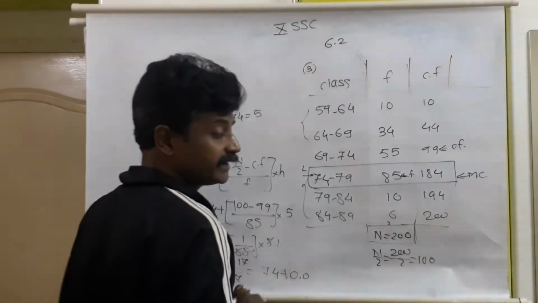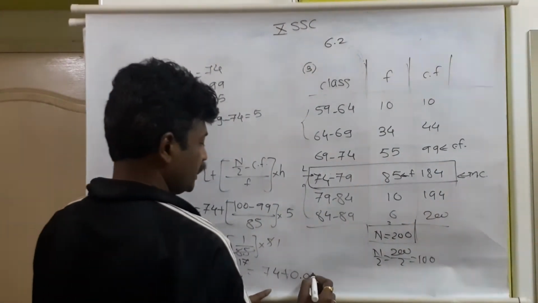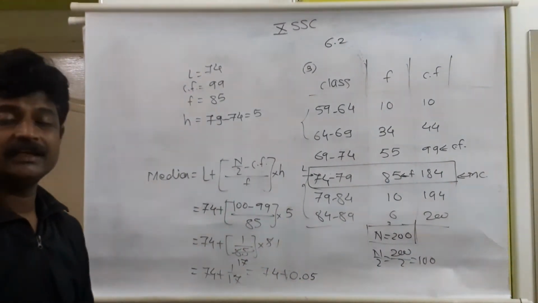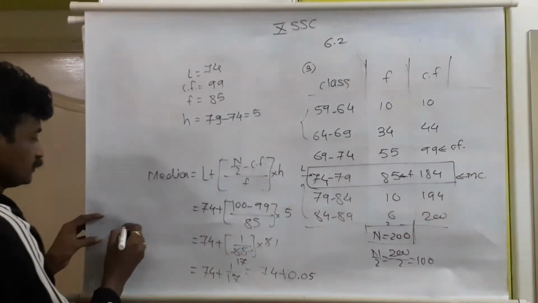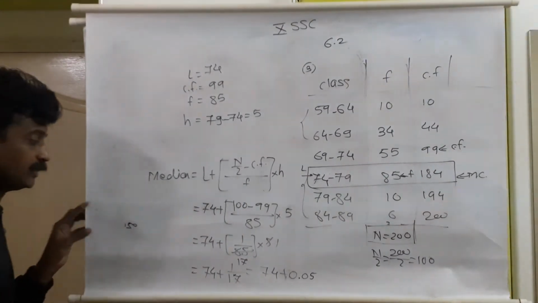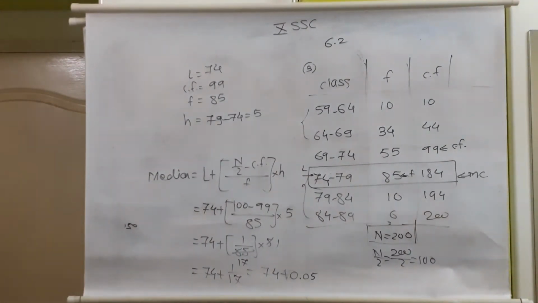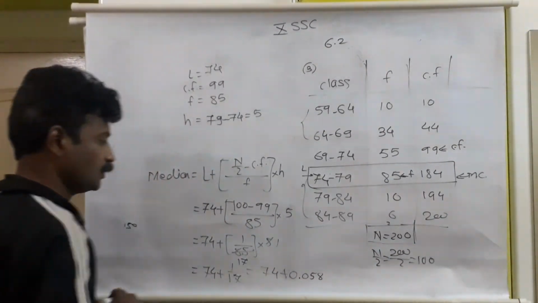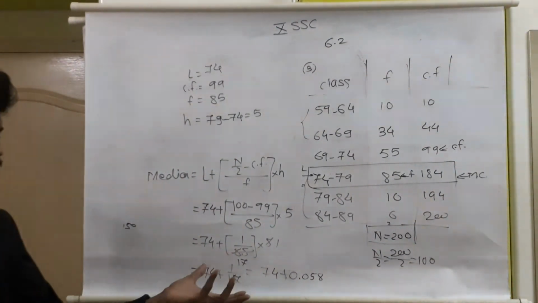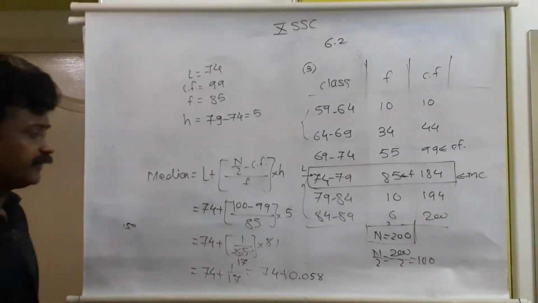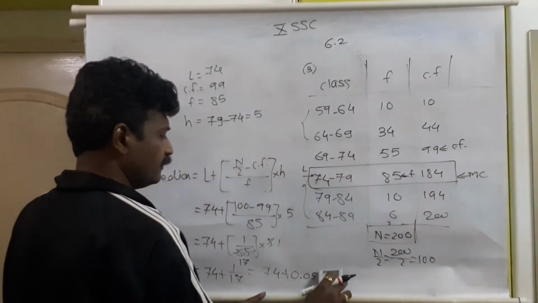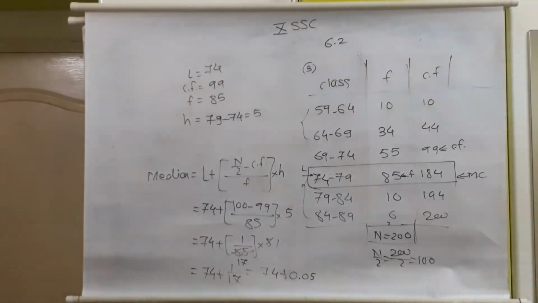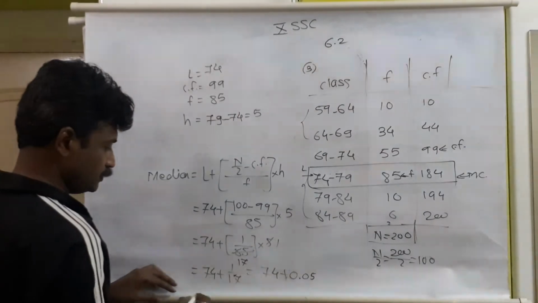17 6s are 102. 17 5s are 85. 100 minus 85, it remains 15. Because of the decimal point, that 15 will convert into 150. 17 8s are 136. So till 2 digits it is okay, and it is okay till 0.05 as well. Now the final will come, addition of 74 and 0.05.